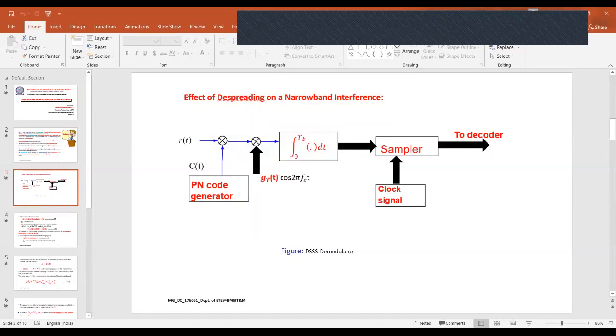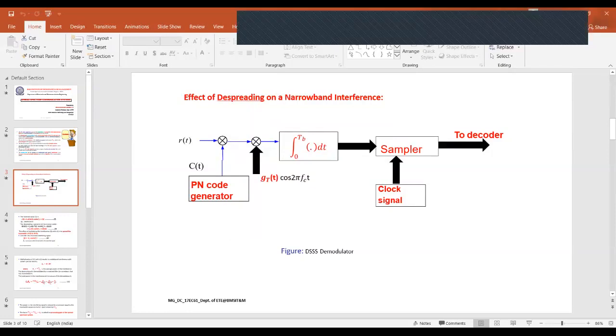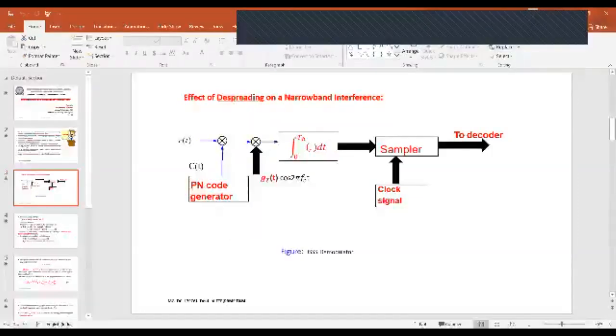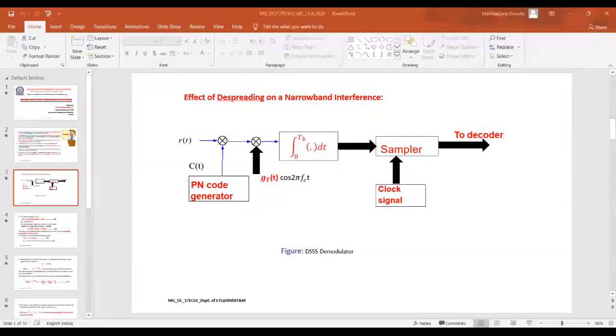Already I discussed this block diagram. As I said, the received signal will be multiplied with the pseudo noise code. The purpose is to despread the signal. Then it will be passed through the correlator. The purpose of the correlator is again to get the demodulated signal, right? Then the output of that will be sampled and we'll get the decoded signal. Now our aim is to find out what is the effect of the interfering signal while despreading and getting the desired information bearing signal.